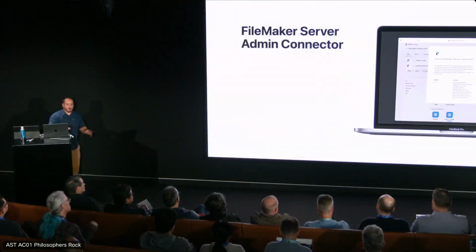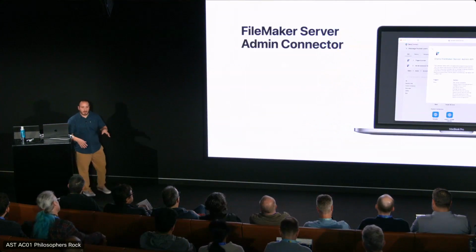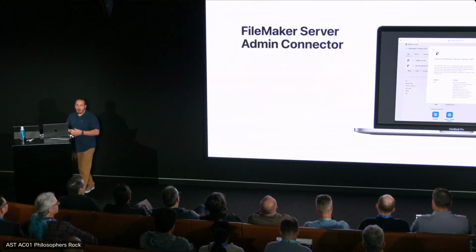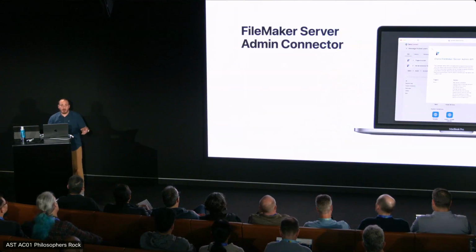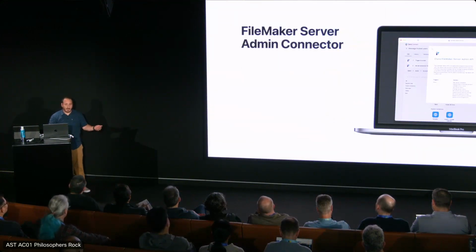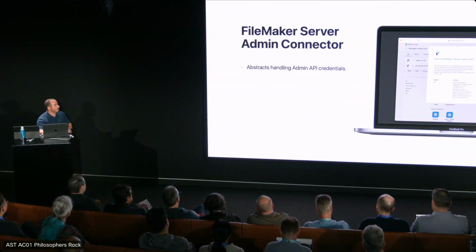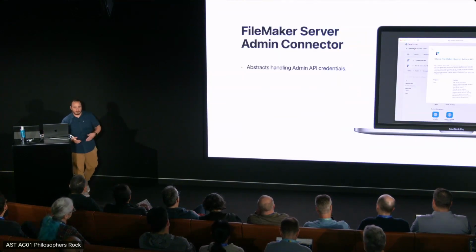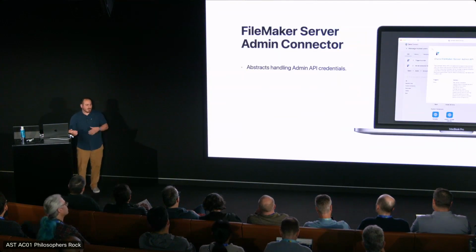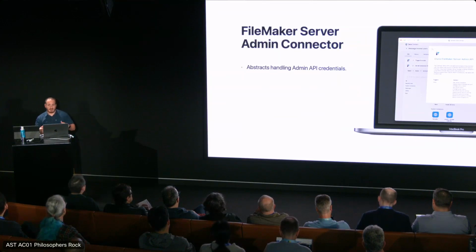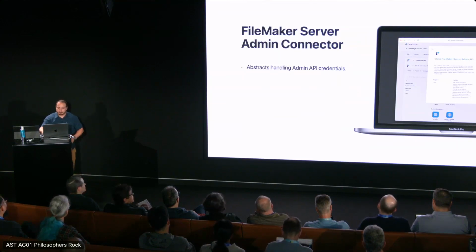So I only showed you a few of the actions that are available in the FMS admin connector. All of the APIs that you know of in the admin API are available in the connector. Just to summarize a bit so you know where we're going, it abstracts handling the admin API credentials, right? I never needed to go to my server and actually grab the information, or put it in my FileMaker file in order to make the script. I use the triggers to do that automatically, again, abstracting that logic.